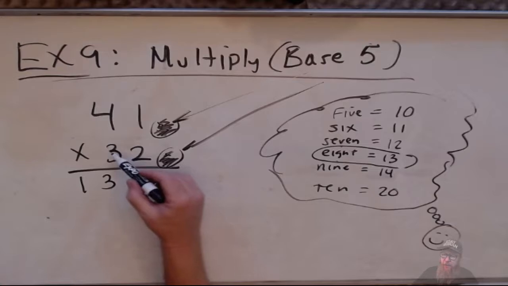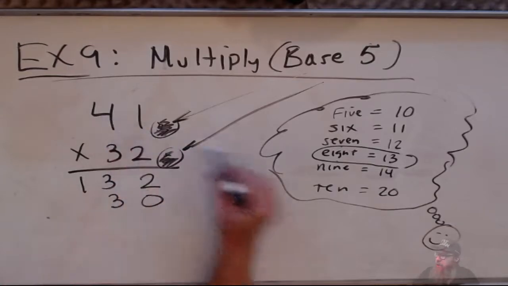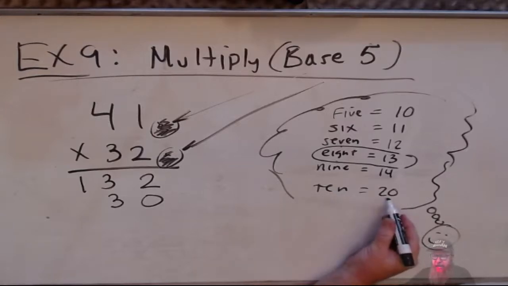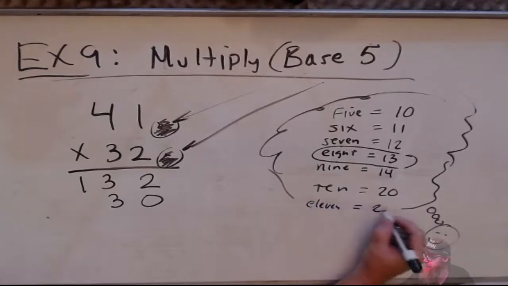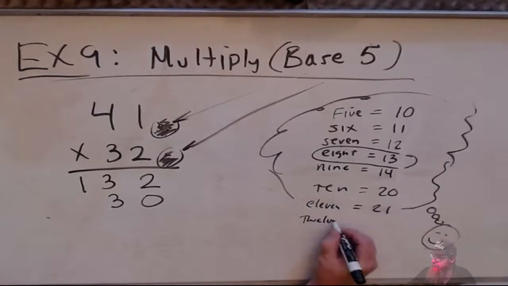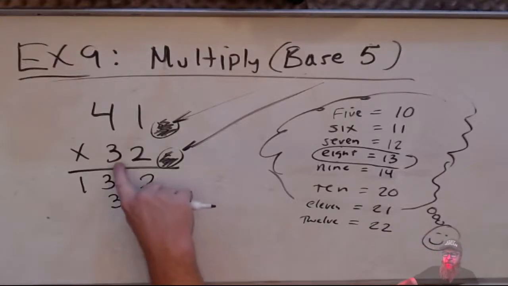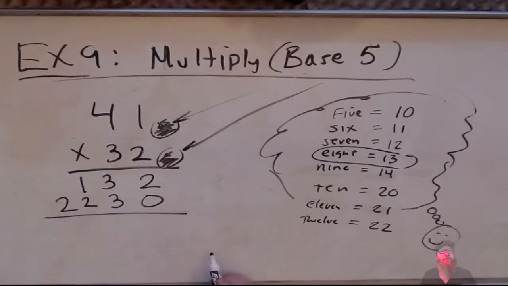Put a placeholder. 3 times 1 is 3. 3 times 4 is 12. What does 12 look like? Well, if 10 looks like 20, then 11 looks like 21, and 12 looks like 22. So 3 times 1 is 3, 3 times 4 is 12, but 12 looks like 22.